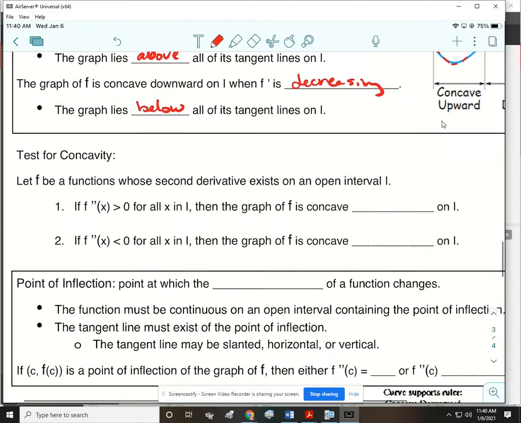All right, so we can use the second derivative to determine concavity. If f is a function whose second derivative exists on the interval, and the second derivative is greater than 0 or positive, that section of the function is concave upward. Okay. If that second derivative is negative, then that section of the function is concave downward.